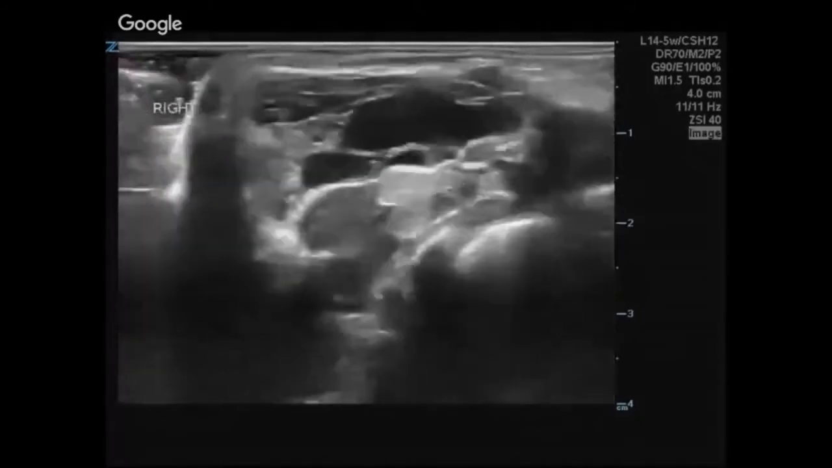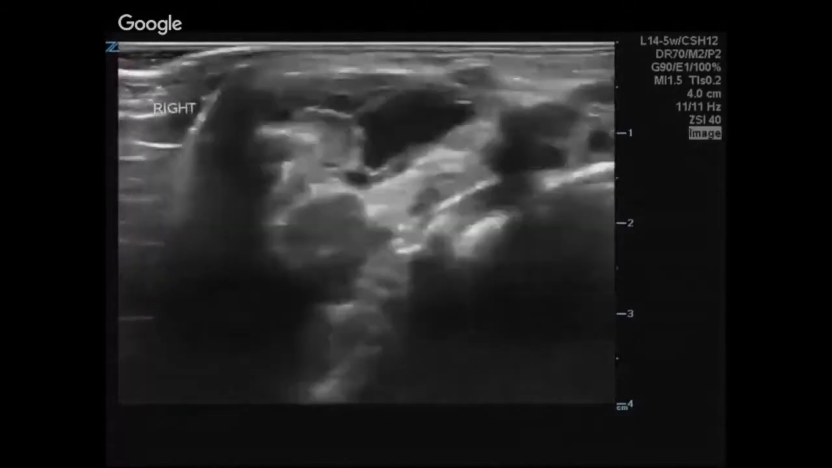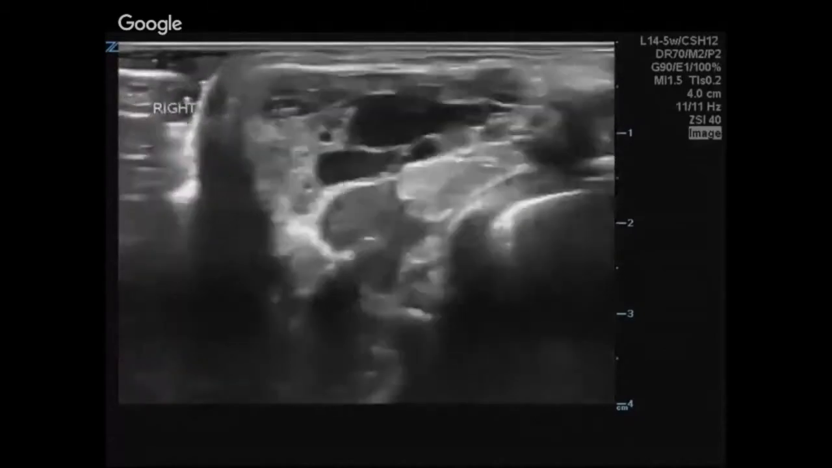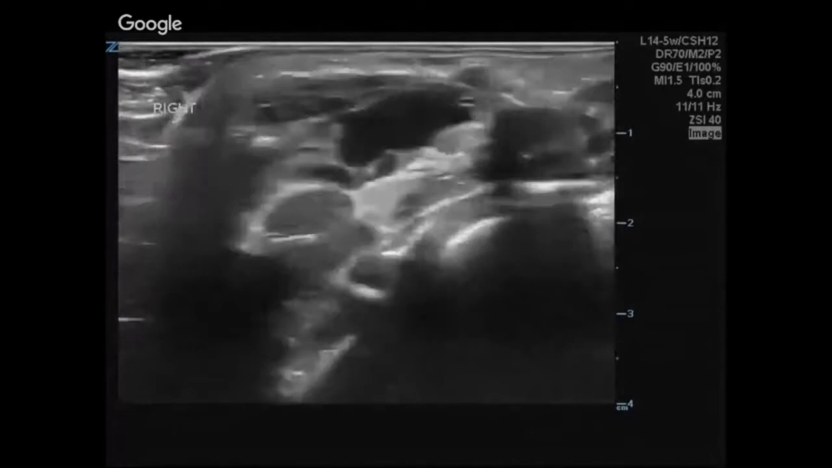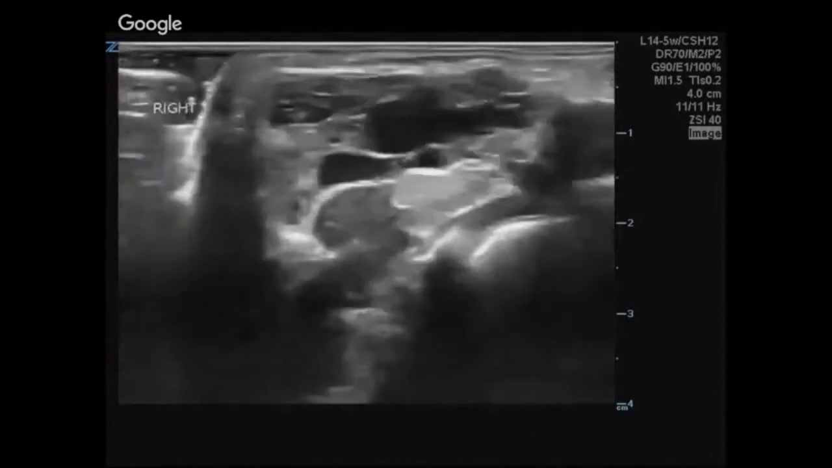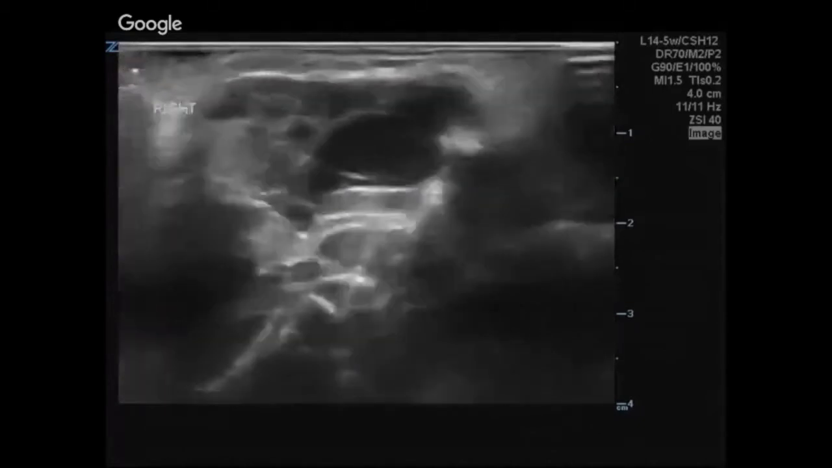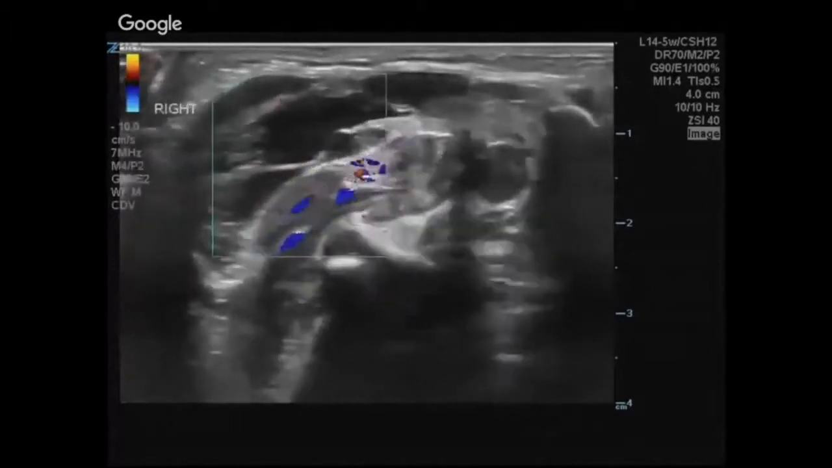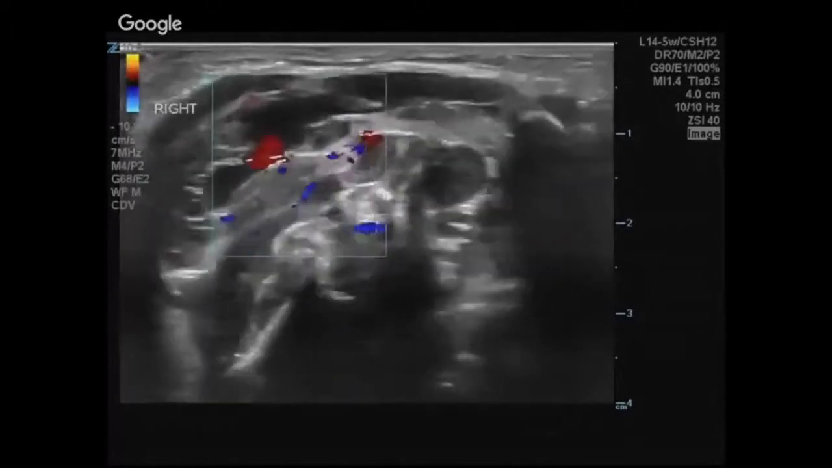Here's a second clip where you see a little bit better. It's kind of big, like what, 2 centimeters? Fluid-filled structure. Very, very soft. And because you love color, you apply some color on it, and that's what you see.